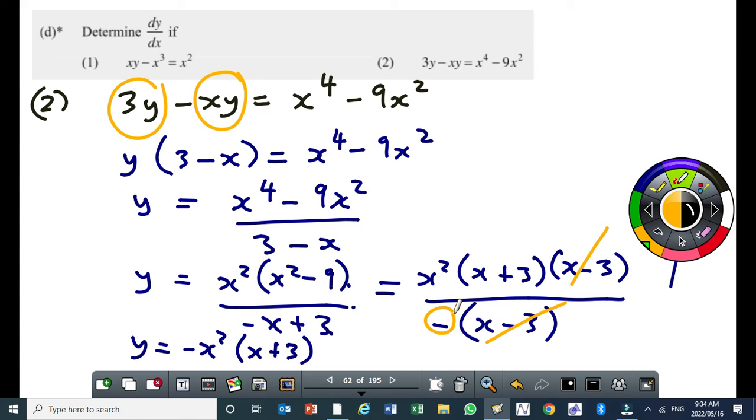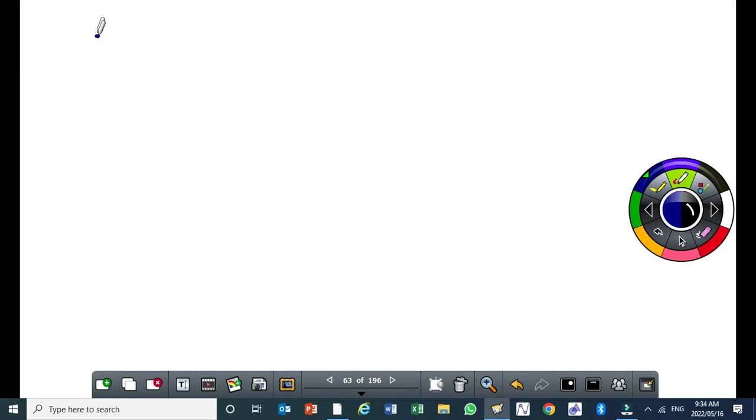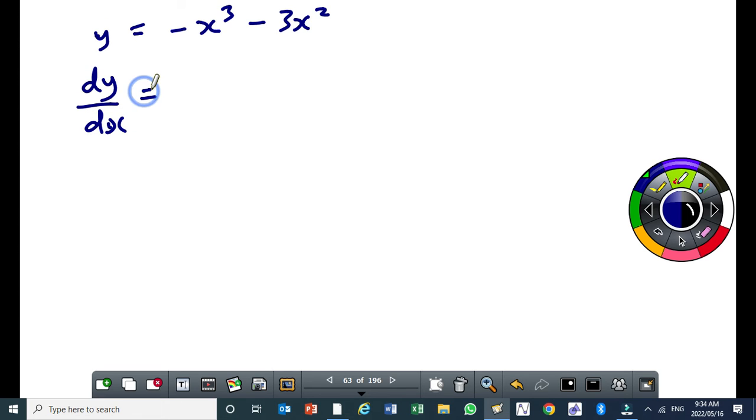Are you following? Right, then we need to remove the brackets. We don't want brackets. If we are to find the derivative, we don't want the brackets. So, on the next page, if I multiply minus x squared times x, I'll get minus x cubed. So this will be y equal to minus x cubed minus 3x squared. Now I can find the derivative. It will be dy over dx. So that will be minus 3x squared minus 6x.